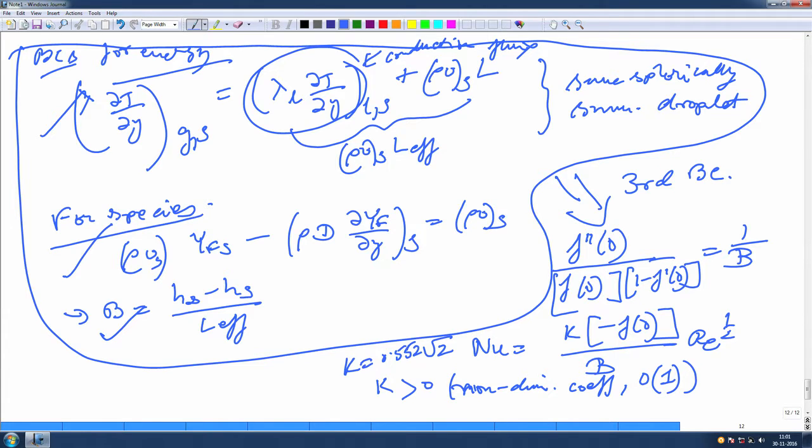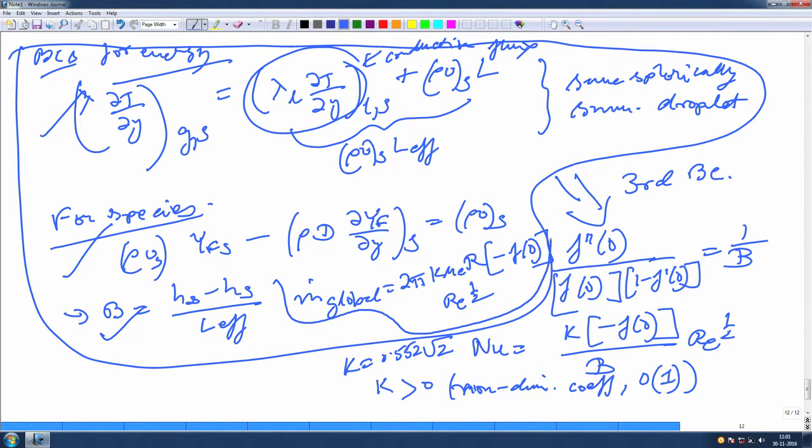Okay. Similarly, one can write m dot global, that is the global vaporization rate, is 2 pi k mu E R F 0 into Reynolds number to the power of half. Got it? Okay. So, that is the expression.